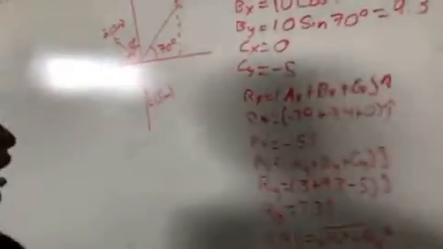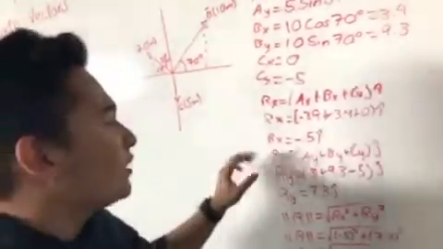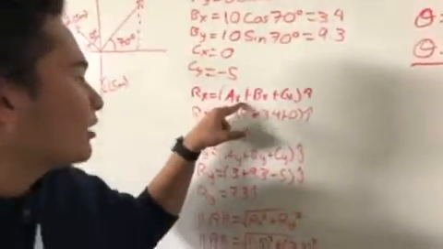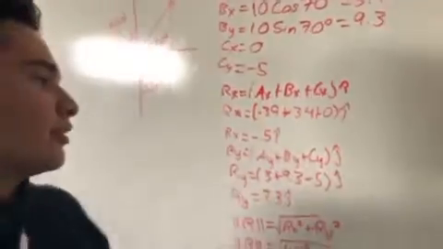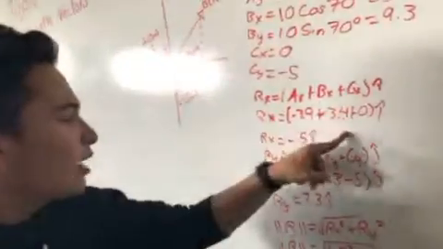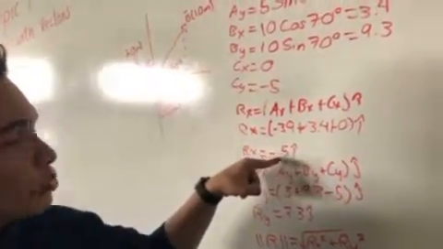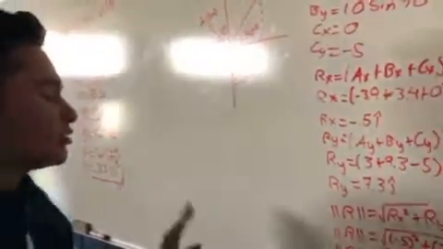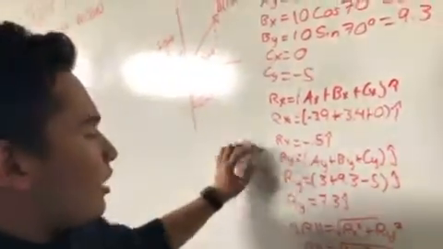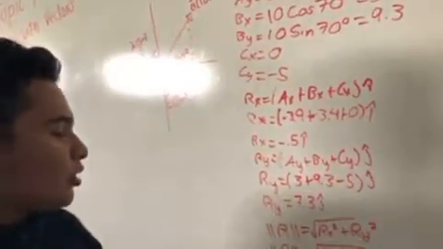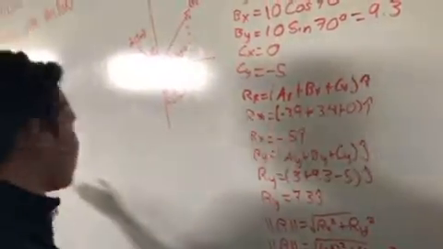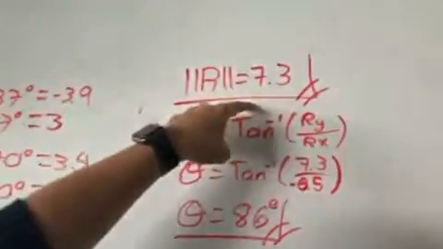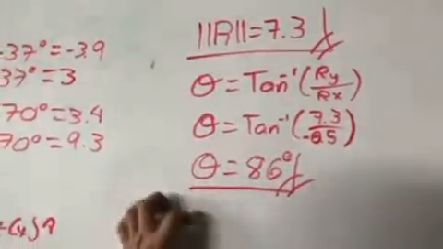Now, to get the Rx, you have to add all the values, that is Ax, Bx, and Cx. You add them, and you are going to have minus 0.5 in the A direction. To get the Ry is the same, so you use the same method as before, and you are going to get a maximum resultant of 7.3, and for the angle 86 degrees.